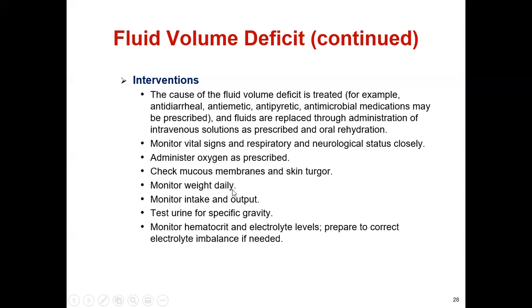Maintain intake and output. Test the urine for specific gravity and monitor hematocrit and electrolyte levels. Prepare to correct electrolyte imbalance if needed. Otherwise, it leads to cardiac dysrhythmia, which leads to cardiac arrest. Also, we assist the patient with ambulation because the patient has a chance of falling, and fall prevention is the top priority.